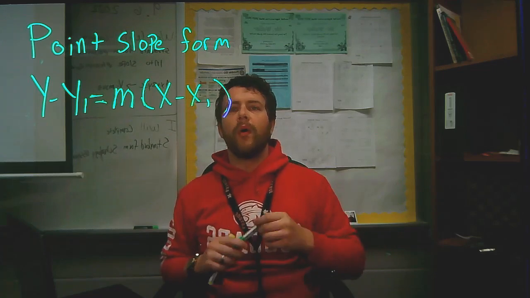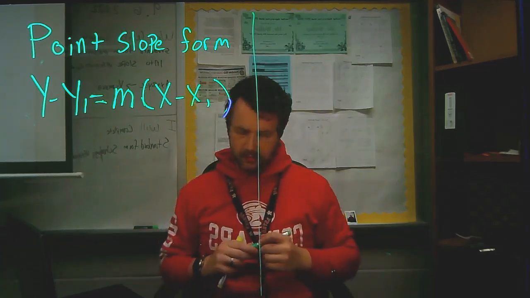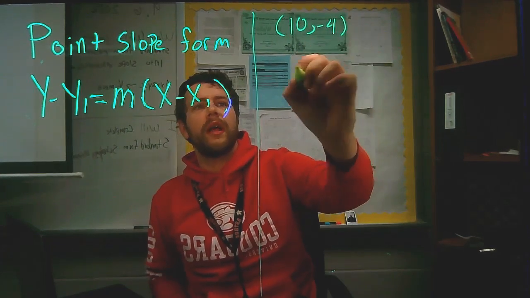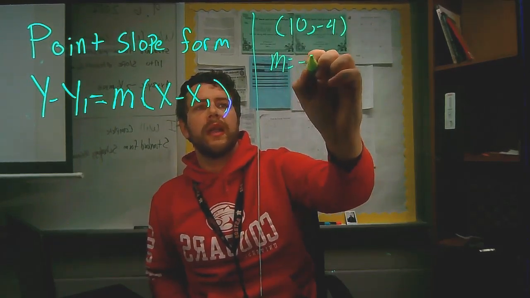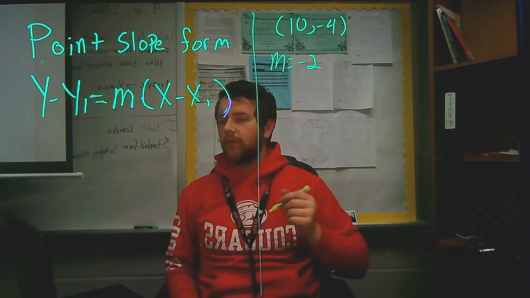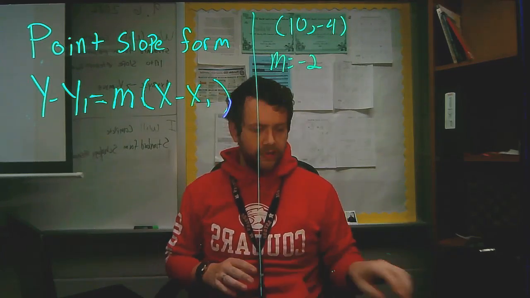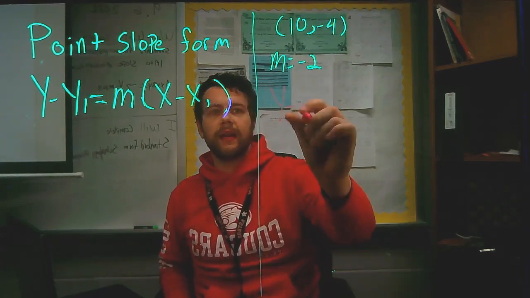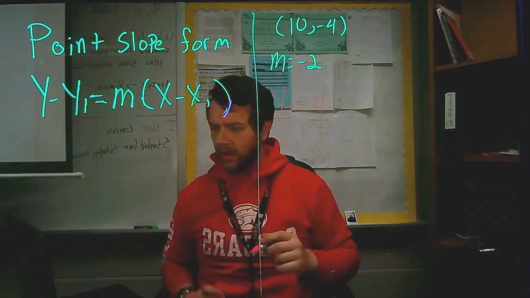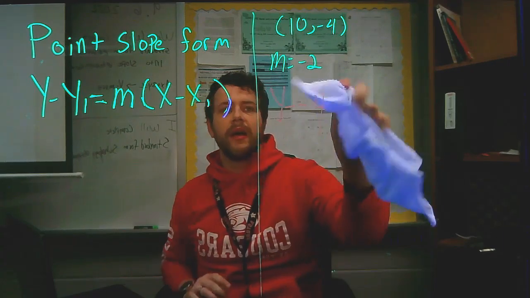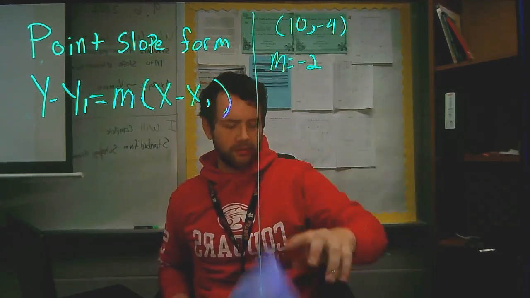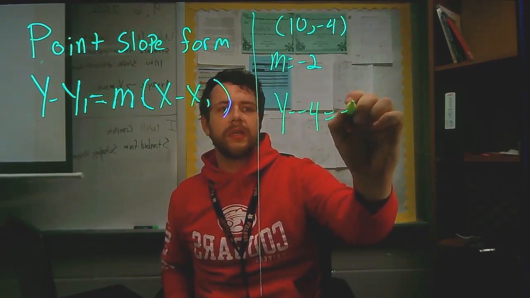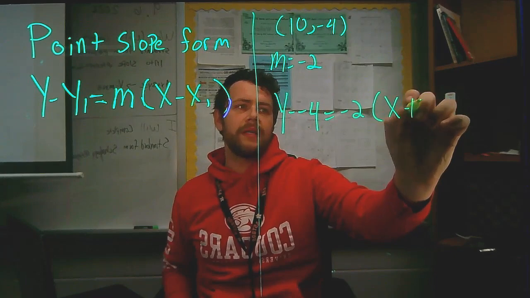So here we go. The point is going to be 10 and negative 4, and the slope is going to be negative 2. So let's go ahead and write out this equation. Most of it's going to stay the same. We have y minus negative 4 equals negative 2, parentheses, x minus 10. I can only use a couple of these colors here.